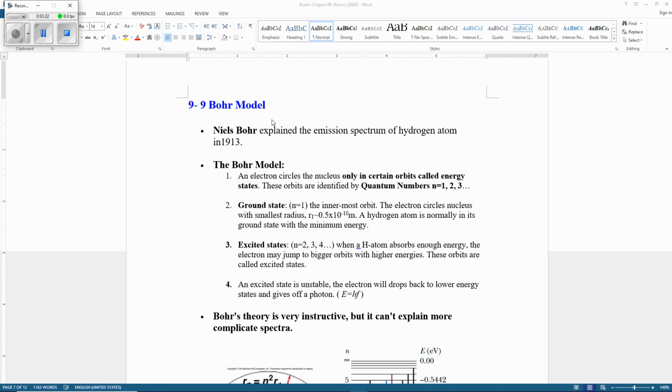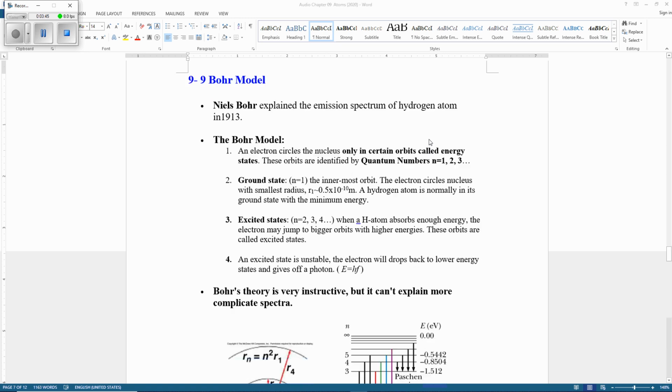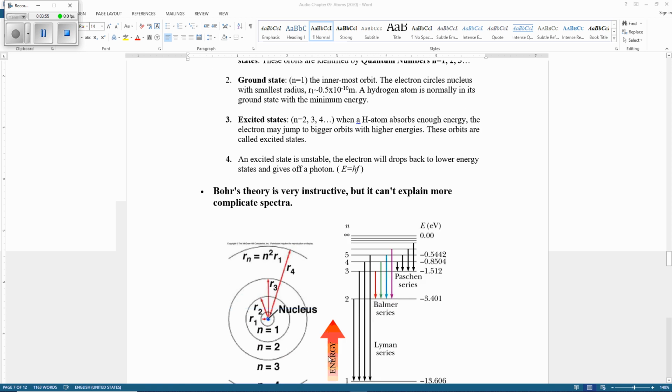So we're going to study section 9. We're going to study a very important model called the Bohr model. Bohr is the name of a scientist, please remember his name. Bohr was the first one who explained the spectrum of hydrogen. Remember hydrogen. That was 1913, 100 years ago.